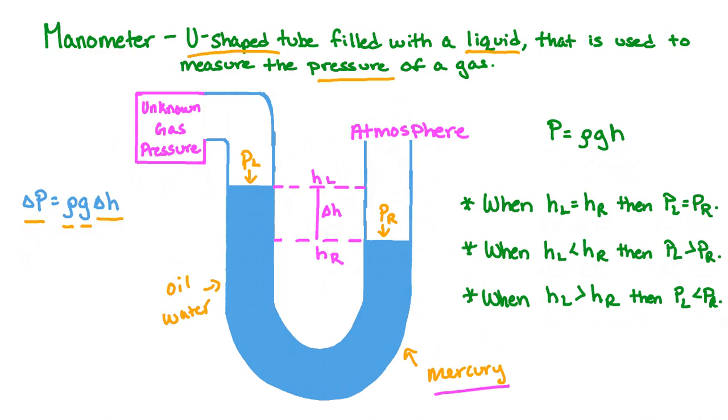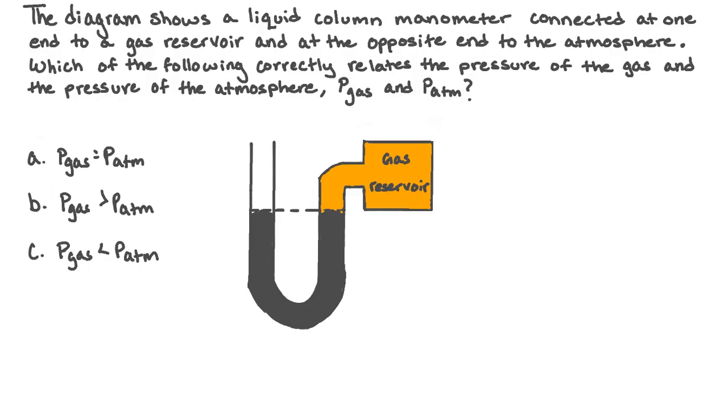Now that we've learned how a manometer can be used to find differences in pressure and compare our pressures to each other, let's go over two examples. The diagram shows a liquid column manometer connected at one end to a gas reservoir and at the opposite end to the atmosphere. Which of the following correctly relates the pressure of the gas and the pressure of the atmosphere, P gas and P atmosphere? A. P gas is equal to P atmosphere. B. P gas is greater than P atmosphere. C. P gas is less than P atmosphere.